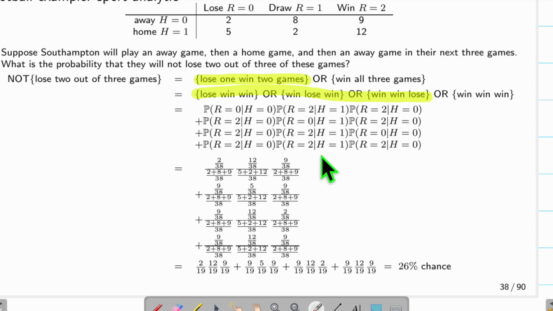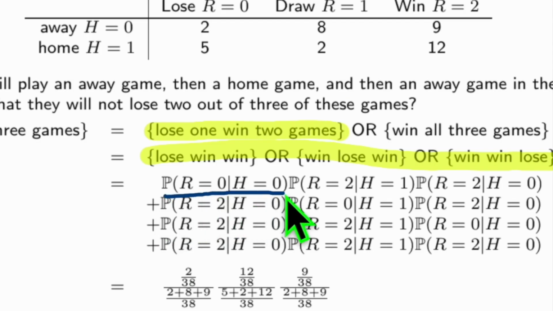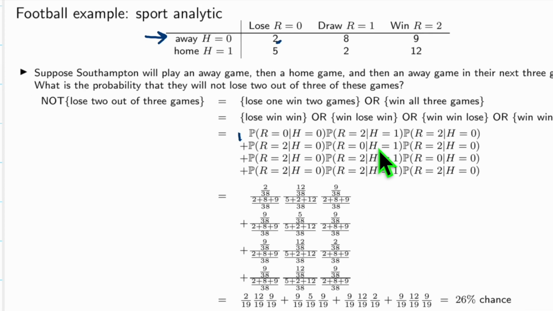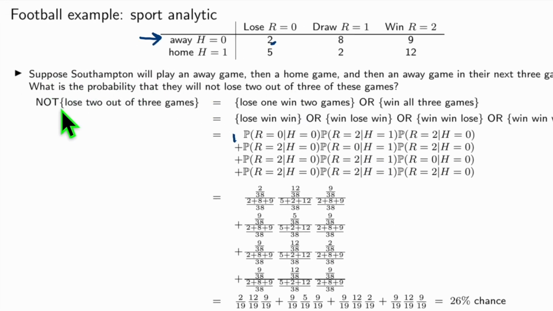So that means you need to compute a big chunk of probability. Let me just do the first one. R equals 0, H equals 0. So it will be the joint of R0, H0, that means 2, divided by the marginal of H0. H0 means I only look at this row. So it will be 2 divided by all again, divided by 2 plus 8 plus 9. So this thing, and normalize by 38. So this is the first number for this part. And then you repeat all the other numbers in a similar way. It will give you this very big chunk of sum, which gives you a 26% chance. So you can use this to predict the result of Team Southampton not losing 2 out of 3 games.